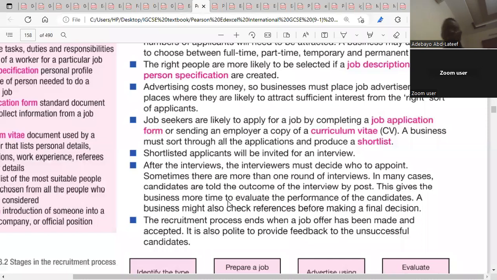As soon as they are called for interview, the best one will be chosen among the rest. So as soon as that is done, the recruitment process ends. After the interview and they have chosen the right candidate, the right candidate will be communicated that they have successfully passed their interview and they will be given employment. And those that are not successful will also be communicated that they should try the next time.